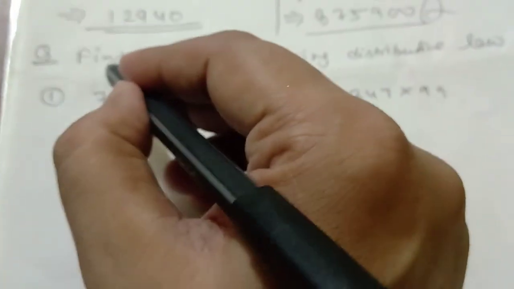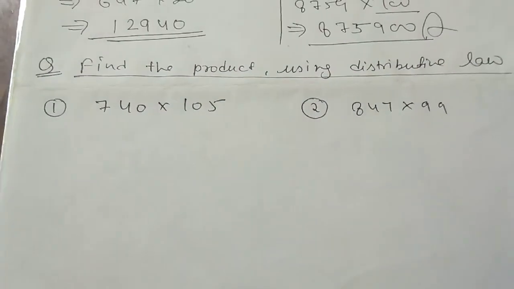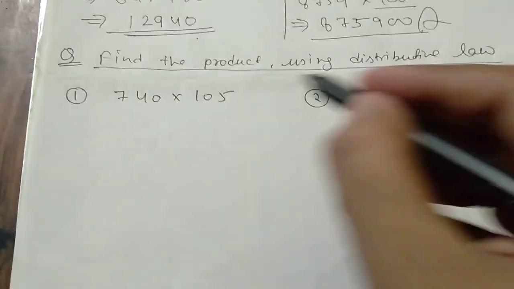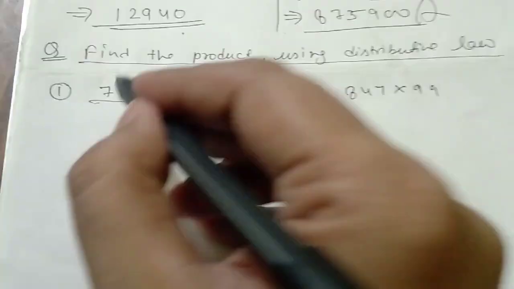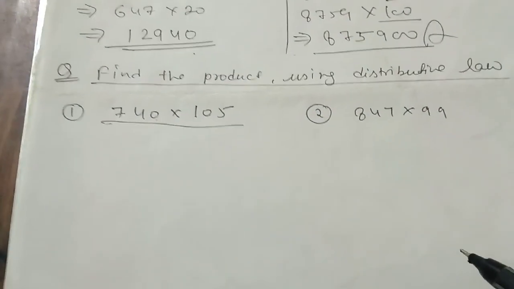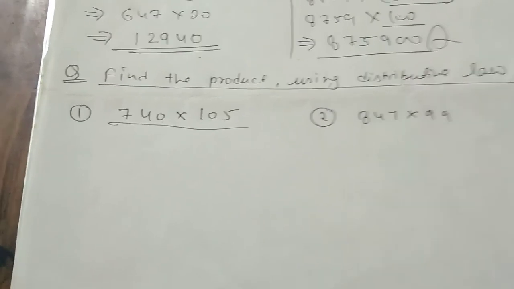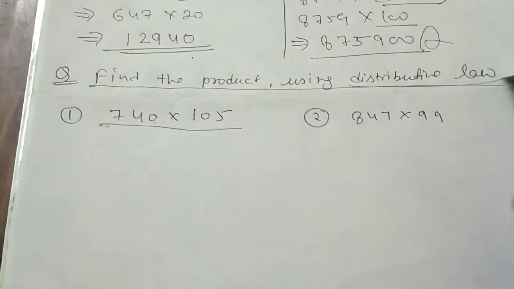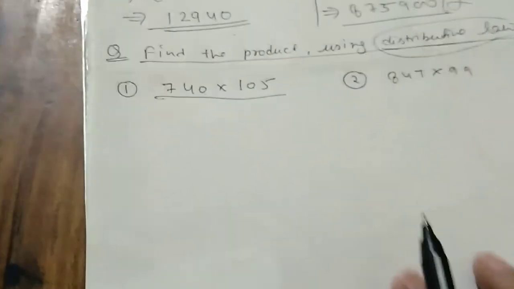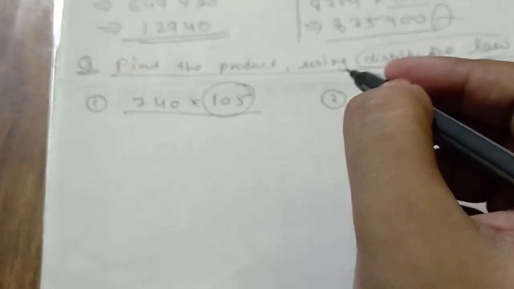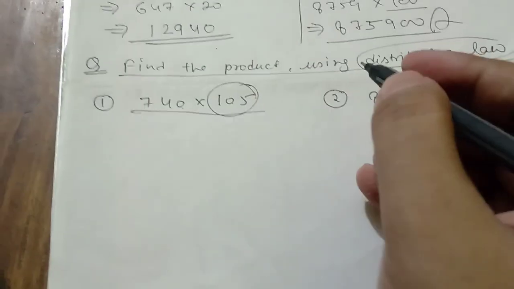Now moving to the next question, find the product using distributive law. We have to find the product. Actually you can find the product directly, 740 multiplied by 105, in the column method easily, but here it is a different case. You have to use the distributive law. According to this law you have to distribute the numbers. How? We have to remember that for numbers around 100, it can be broken easily.